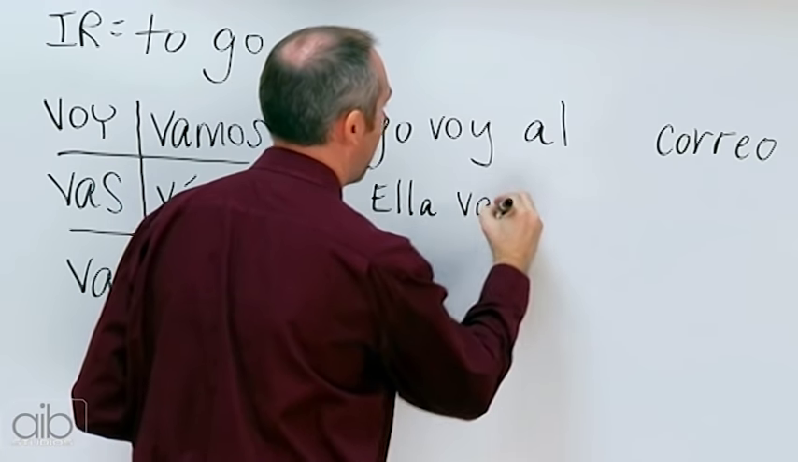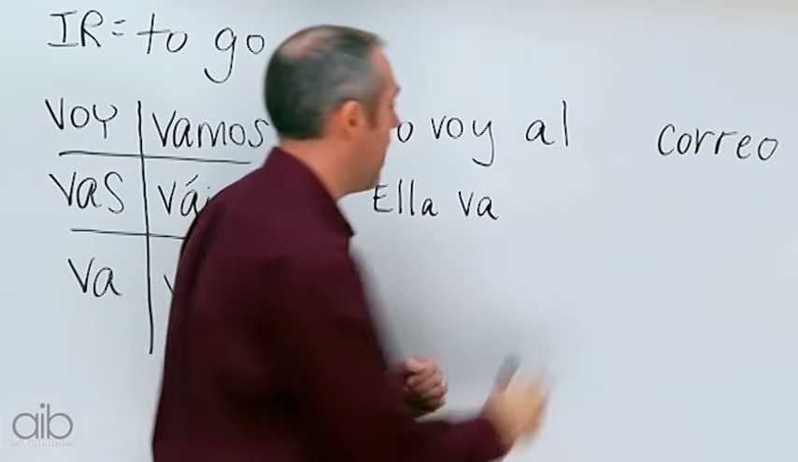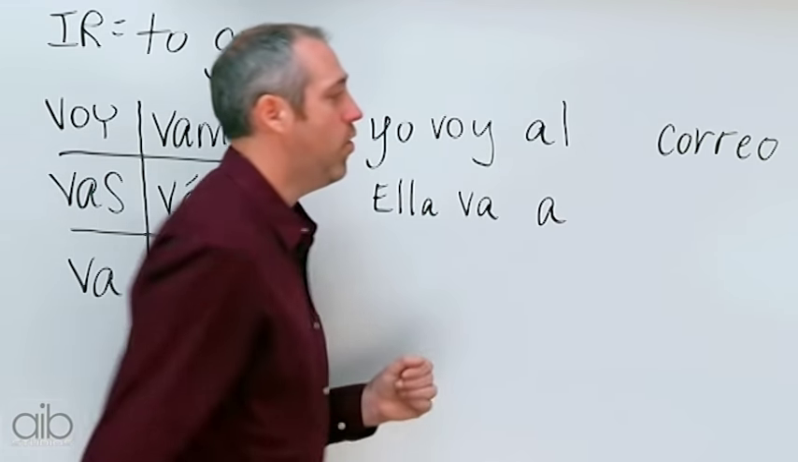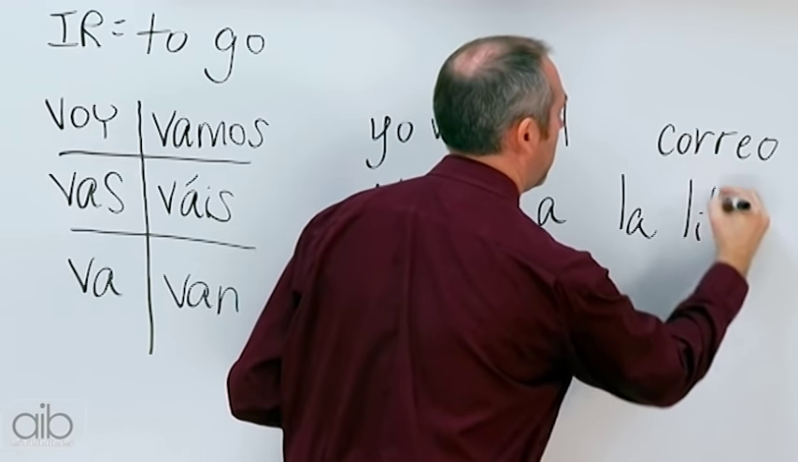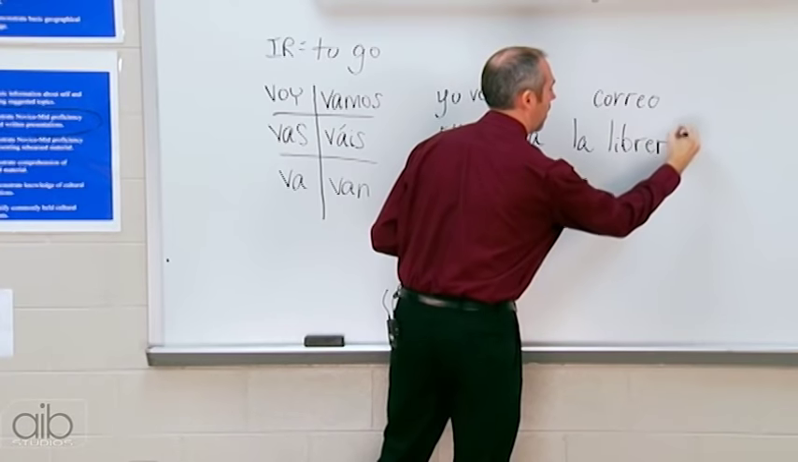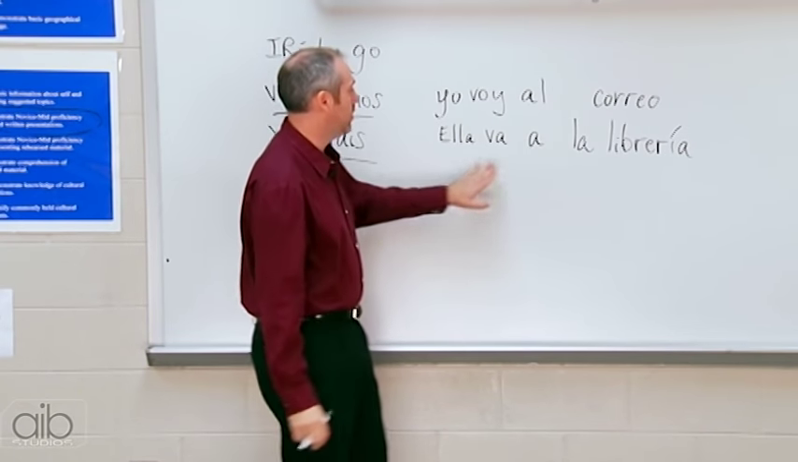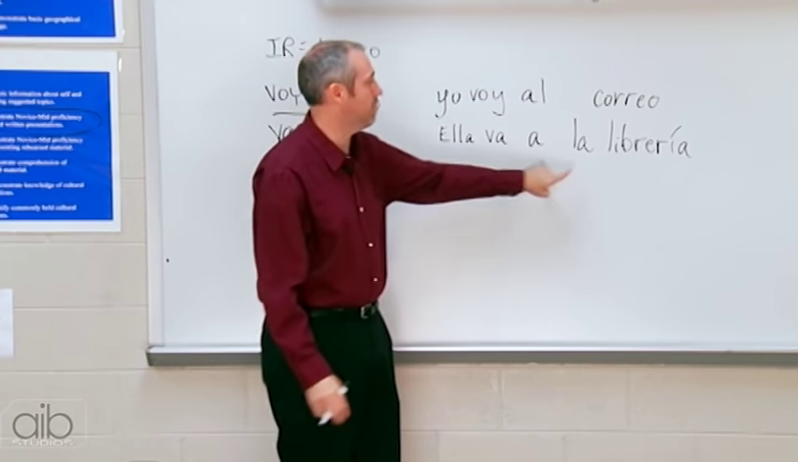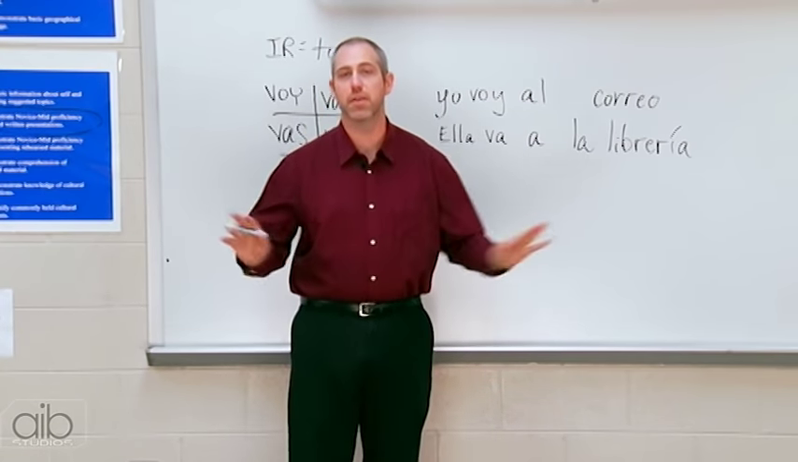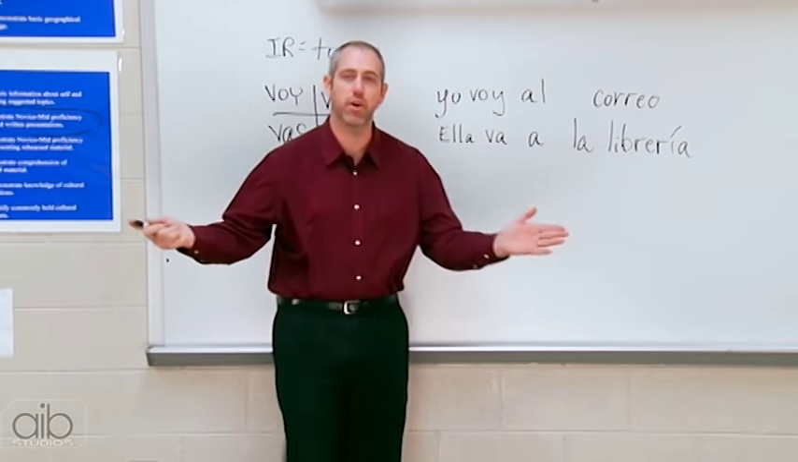Ella va. Now, how do you say to or at? A. Now, we have the bookstore, which is la librería. Accent on that I right there, librería. So she is going to the bookstore, okay? Now remember, we don't combine a and la or anything like that. Okay, so let's give you a couple to try on your own here.